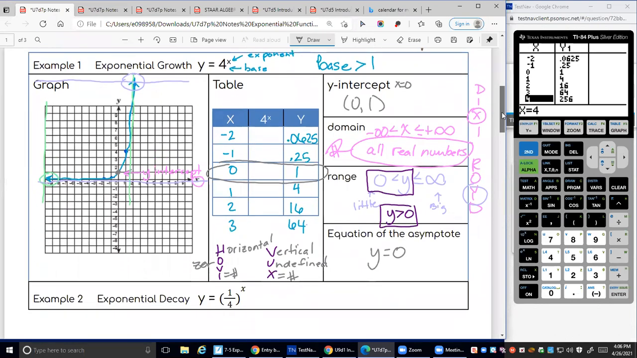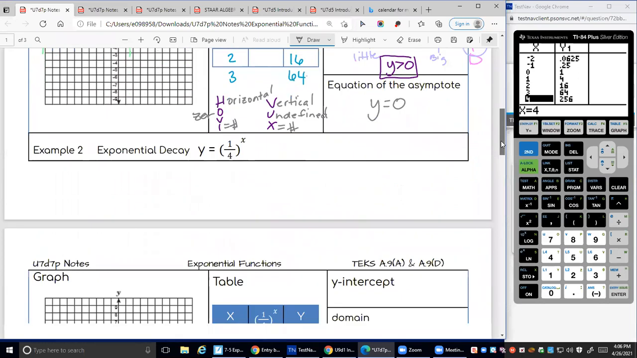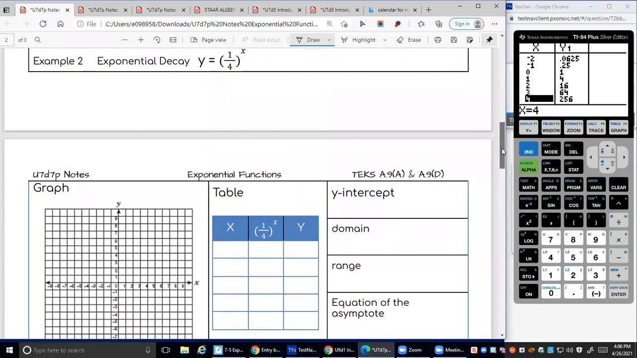All right, next one. Example 2. Please note if you're looking at the little paper, it got kind of cut off. The equation is on the very bottom, and then all the stuff that goes with it is on the next page. We're going to pause right here, and you're going to go ahead and fill in as much information as you can. I'm going to give you 3 minutes.